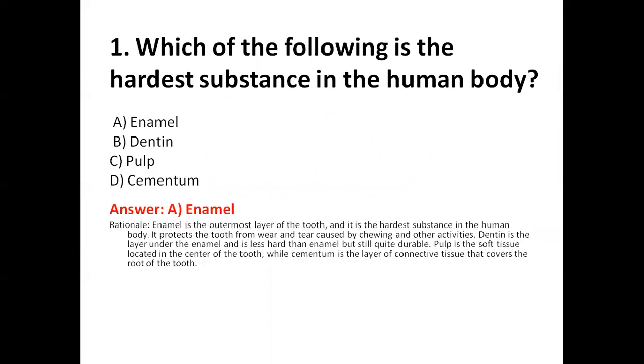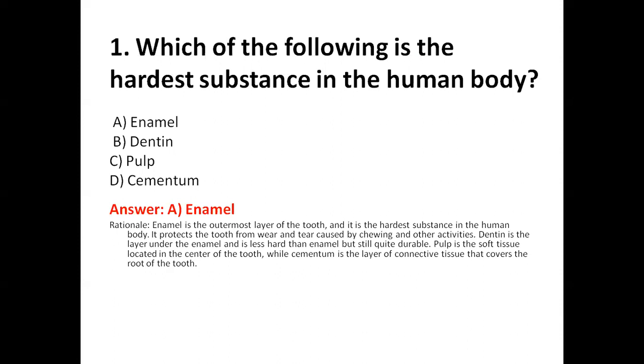Okay, if you chose enamel, congratulations. Right, so enamel is the answer. The enamel is the outermost layer of the tooth and is the hardest substance in the human body. It protects the tooth from wear and tear caused by chewing and other activities.